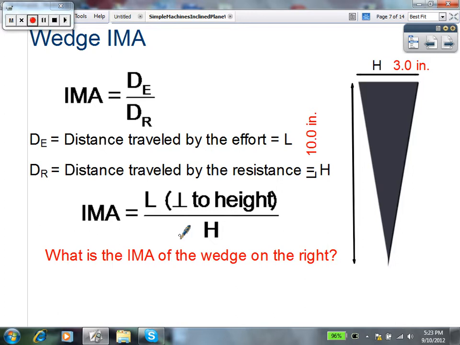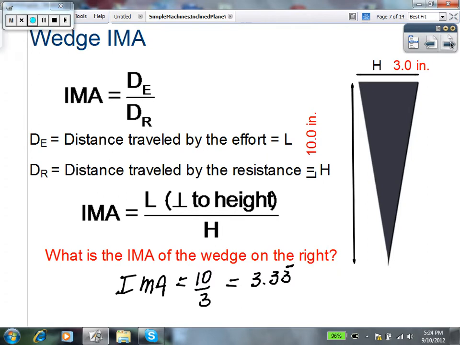So in our example right here, we have the ideal mechanical advantage of this wedge. The length is 10, the height is 3, and calculating this out, you end up with 3.33. Okay? So that would be the ideal mechanical advantage.